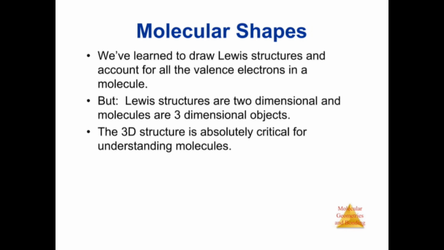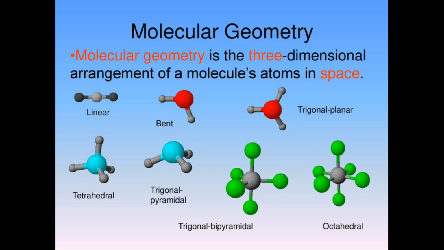Lewis structures are two-dimensional, and of course molecules are three-dimensional objects. Therefore, there is need for us to have a 3D structure in order to understand molecules very well. So, molecular geometry is the three-dimensional arrangement of a molecule's atoms in space.